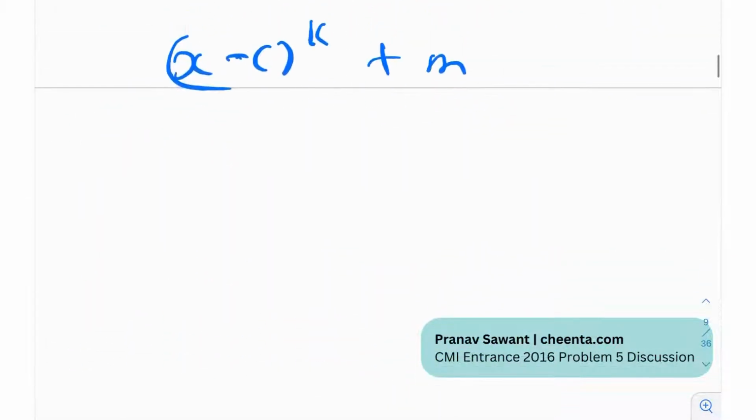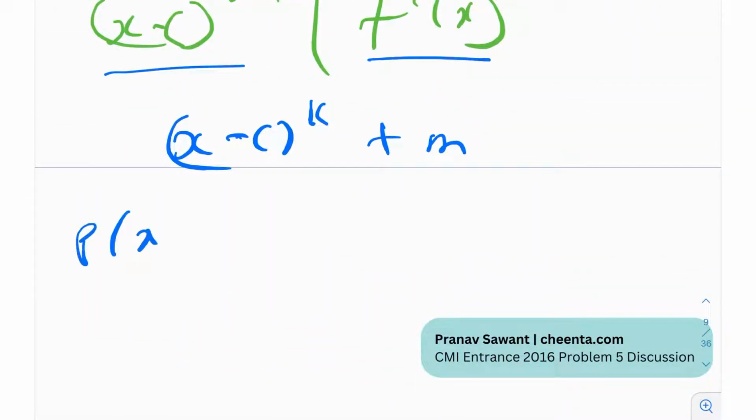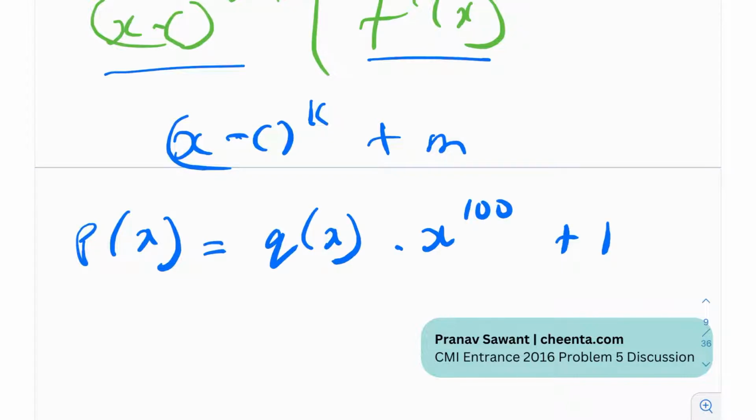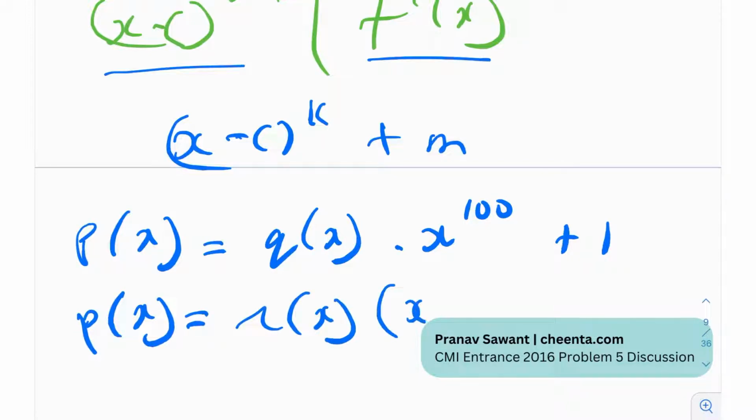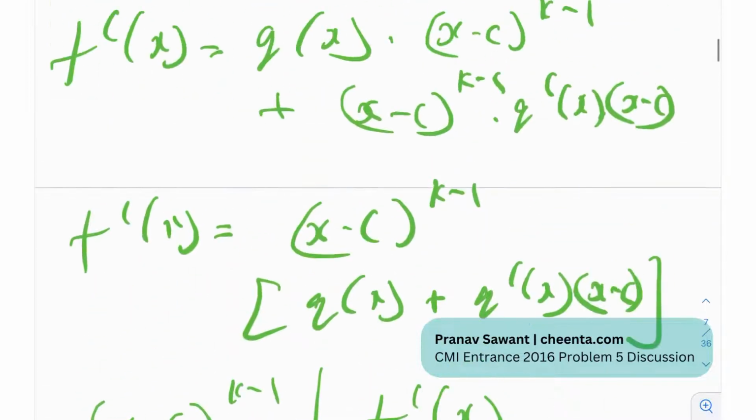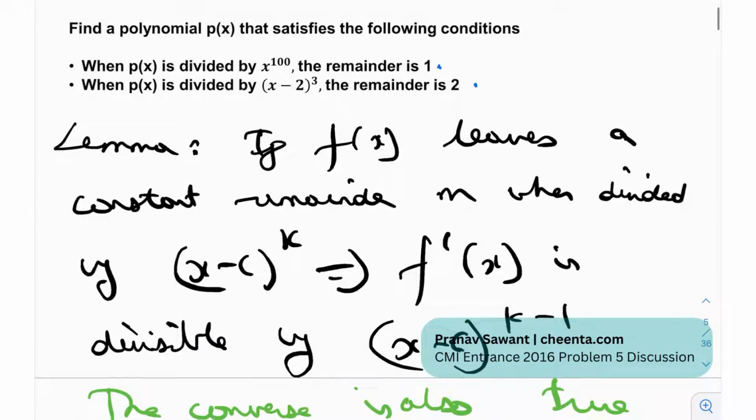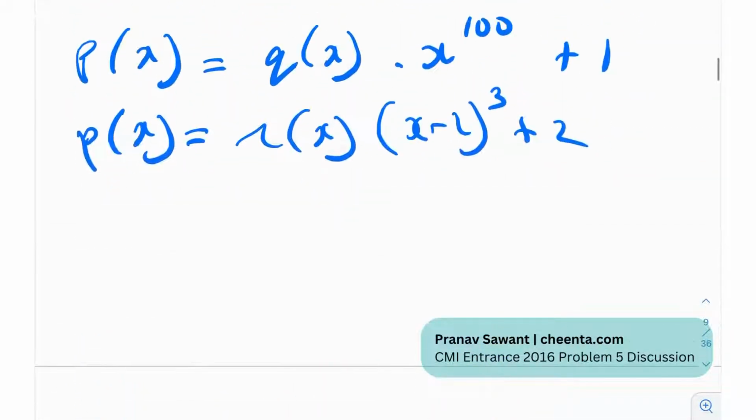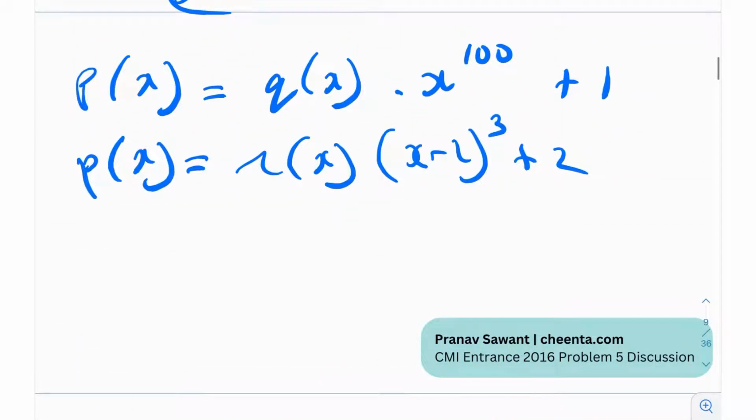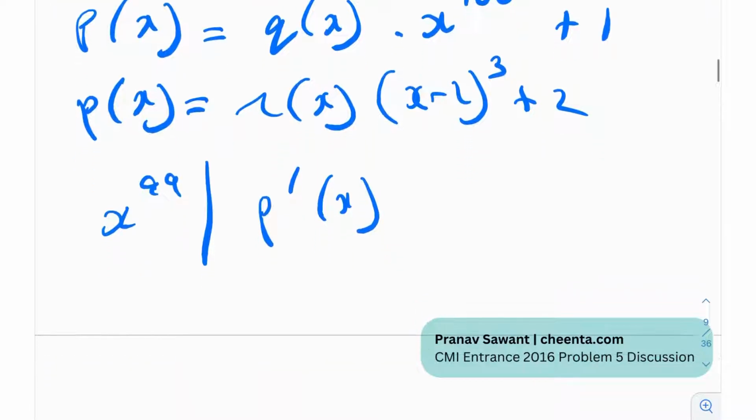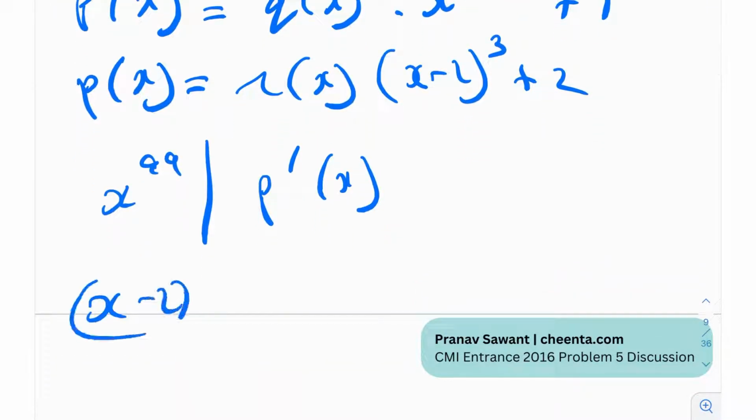So it is actually saying that p of x is something like q of x times x to the power 100 plus 1. And at the same time, p of x is, let's say, something else, r of x times (x minus 2) whole cube plus 2. Right? That's essentially what it was saying. The remainder is 2. Now we can say that p of x is divisible by x to the power 99, p prime x, right, from this theorem that we just stated. And similarly, (x minus 2) whole square should also divide p prime of x.